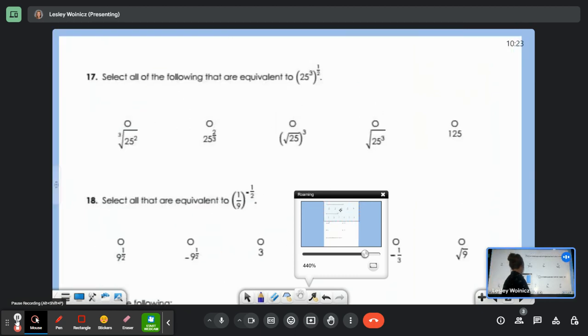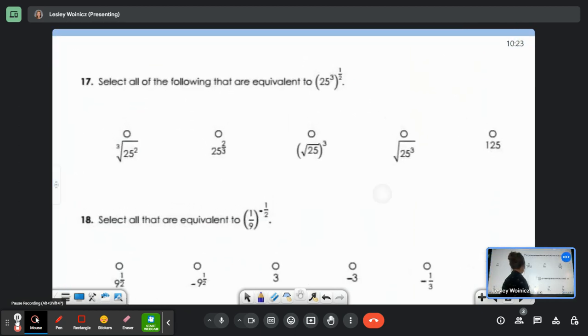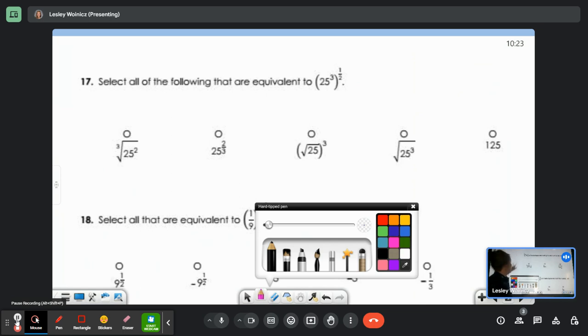What about this one? So if I wanted to simplify this to get just one power, which rule would I use? Product, quotient, power to a power, 0, negative. Yeah, power to a power. So the power to a power rule says I have to do what with my exponents? Multiply them.